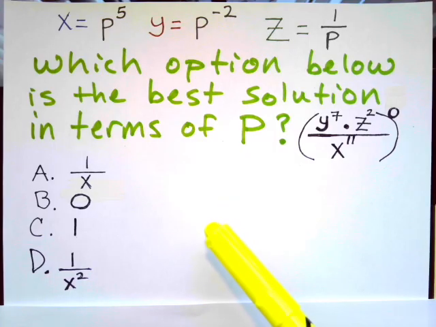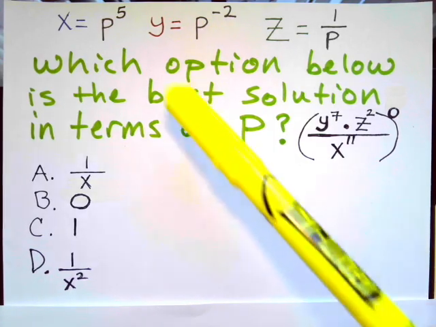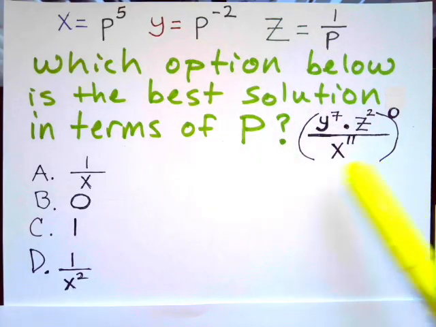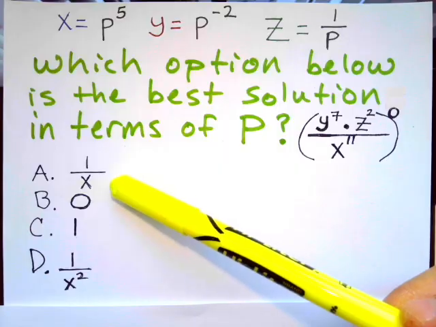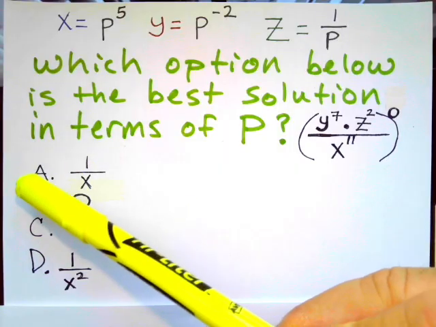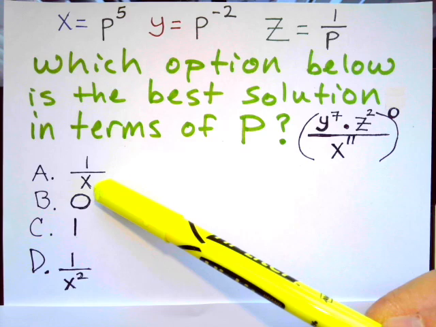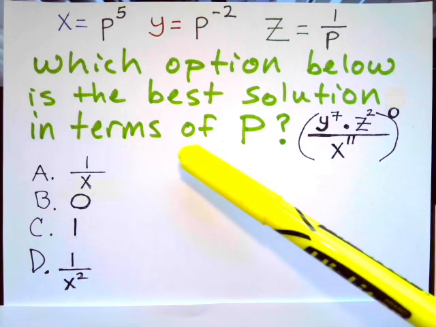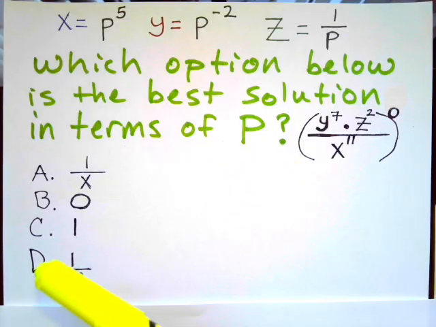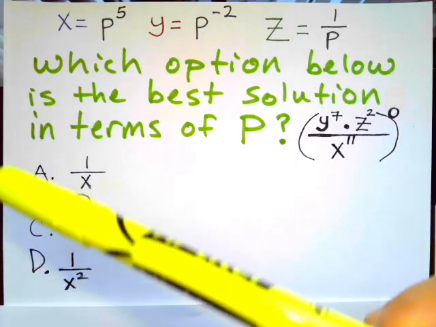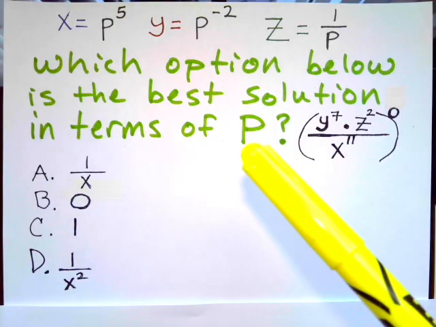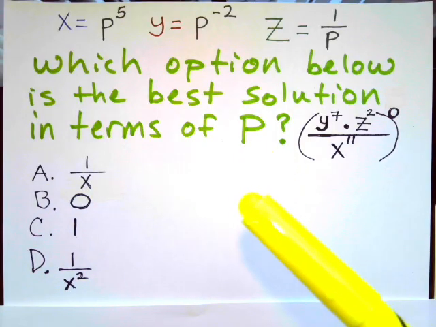All right, so this is a test-taking strategy. If you're supposed to substitute the different values of p for x, y, and z, then shouldn't the answer be in p? So you can cross off option A. The answer was left in x. It should be in terms of p, just like the question asked. And then option D, 1 over x squared, cross it off. It cannot be D, and it cannot be A, because the answer should be in terms of p. So again, test-taking strategy, check that out.